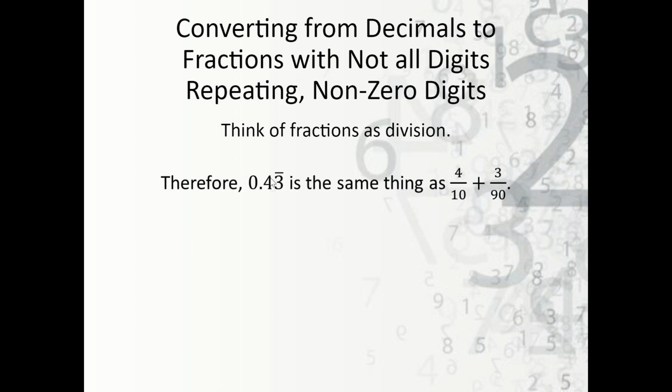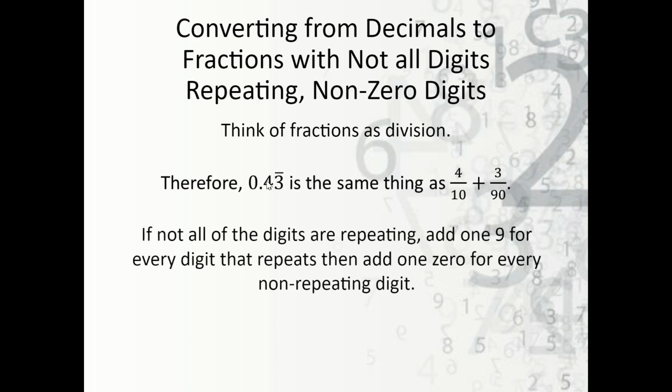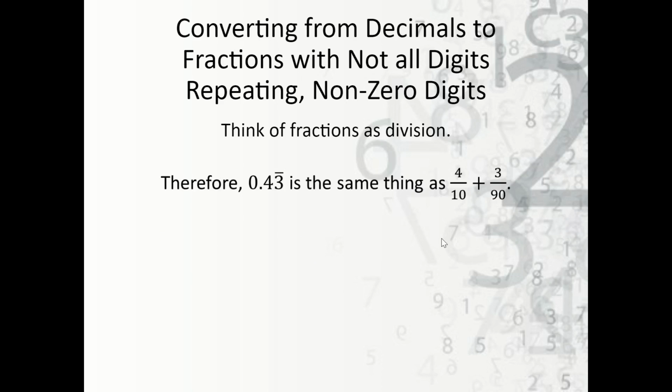Now, what if the non-repeating value is not a 0? So we have 0.43 repeat, and I'm telling you that that's the same thing as 4 over 10 plus 3 over 90. We're going to treat this as being separated. So 0.4 is 4 over 10, and this is really 0.03 repeat because we've already included the 0.4. So we use our rules here to get 4 over 10 for the first part, and we use our rules for this to get 3 over 90. And then we just add those by finding a common denominator.